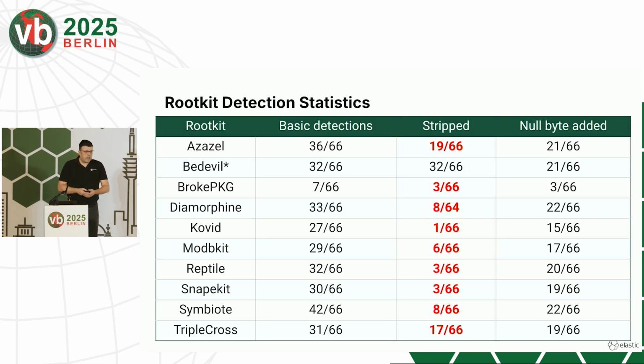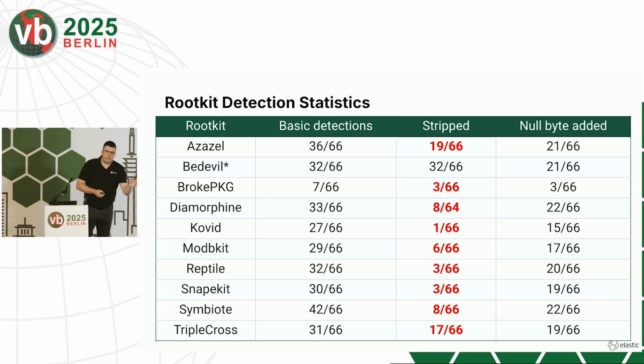Another thing we looked at is detection statistics, and this one was actually really surprising to me. We took the top 10 most used rootkits. We downloaded them from VirusTotal, so we didn't even compile them. We took known samples, and in the first column you see the basic amount of detections that they had. Most of them, except for Brokepkg, are between 30 and 40 engines that flag these files.